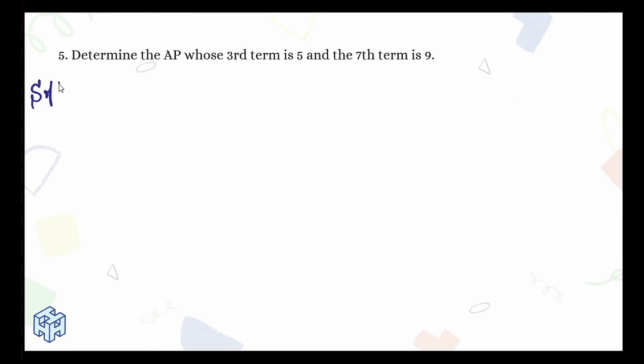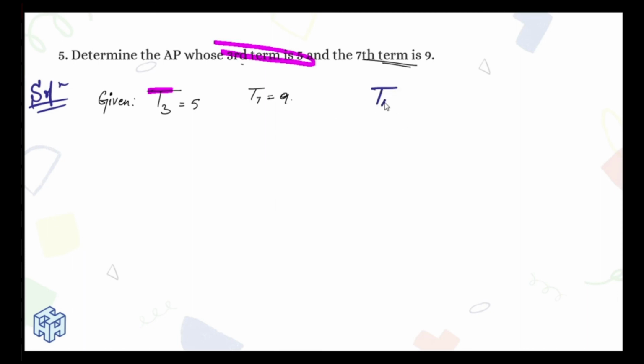So the first thing is always write the solution and then the given data, right? From the given data we can tell T3 is 5. Therefore, we can write T3 is equal to 5, and similarly T7 is equal to 9. So we know the nth term formula, that is Tn is equal to a plus n minus 1 into d.